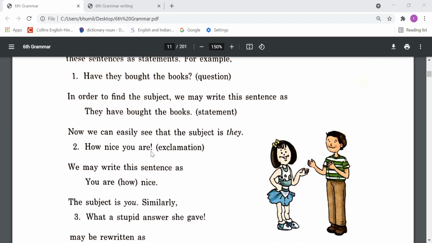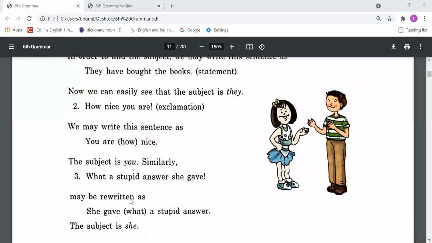How nice you are! This is an exclamatory sentence. So the first word is not the subject because it is an exclamatory sentence. Basically we are talking about you, so you is the subject. And if you want to find the subject at the beginning, you need to write this sentence in assertive formation. Then we may write this sentence as: you are nice. Yeah, you are very nice. So now you can see that you is our subject.